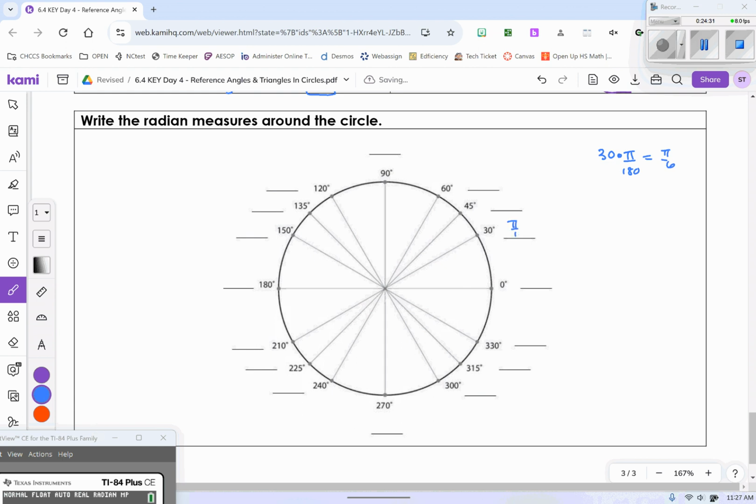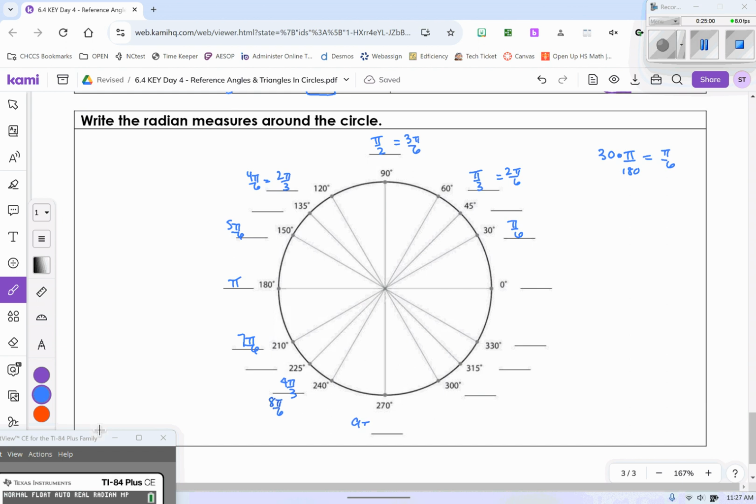So this is 1 pi over 6. Then we had 2 pi over 6, which remember we said is really equal to pi over 3. And then we had 3 pi over 6, which reduces into pi over 2. This one was 4 pi over 6, which reduces into 2 pi over 3. Then we have 5 pi over 6. 6 pi over 6 is pi. 7 pi over 6. And then down here, 8 pi over 6, which is really 4 pi over 3.